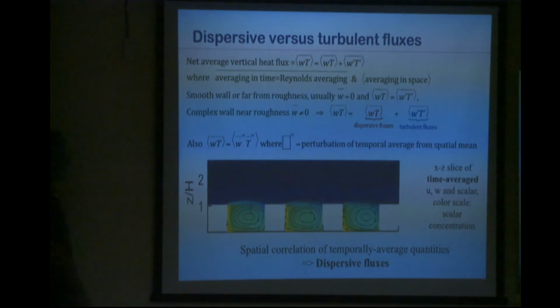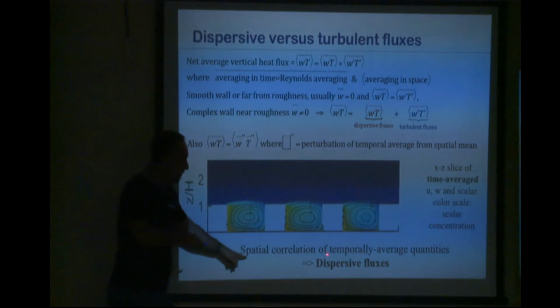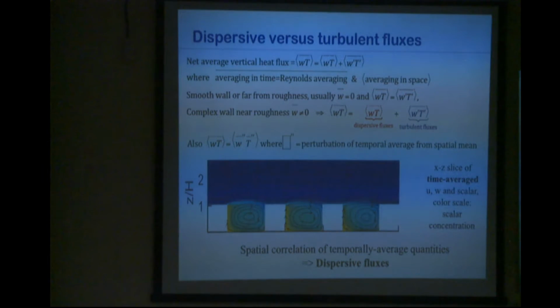So the dispersive fluxes are the spatial correlation of the temporally averaged quantity. What does that mean? It means that the flow here is always going down, and the flow here is always going up. If the time averaged flow has some spatial correlations, then that will result in dispersive fluxes. For example, this structure will always take, let's say, temperature and sweep it up and cause these dispersive fluxes. So you need to account for them.